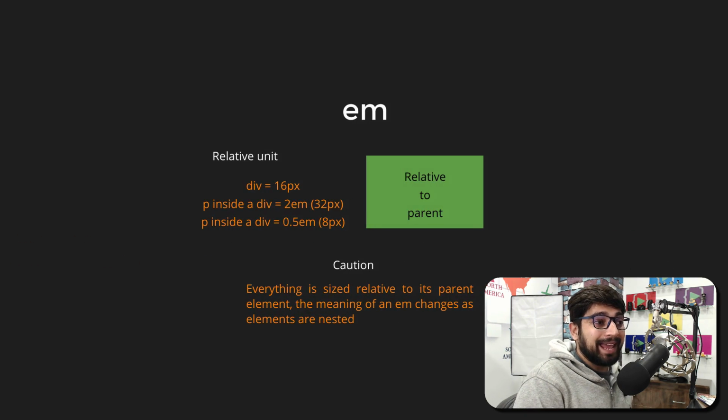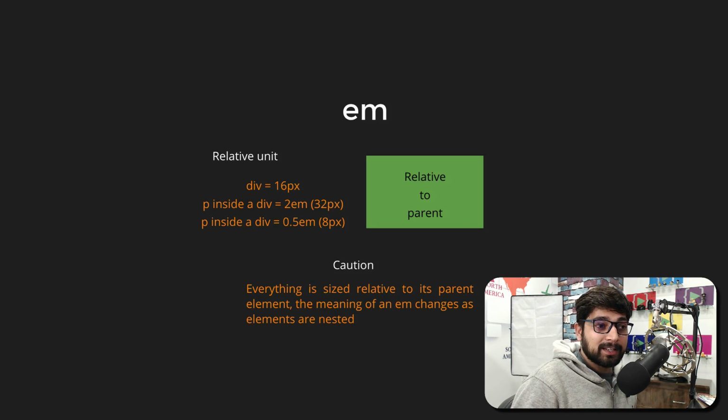The next one is ems. Ems are totally relative to their parents. Let's take an example here. If you put up a division and you make its font size 16 pixels, now everything inside the division is going to be relative to that division. So if you make a paragraph inside that and you make it 2 ems, it's going to be 32 pixels. And if you make it 0.5 ems, it's going to be 8 pixels.